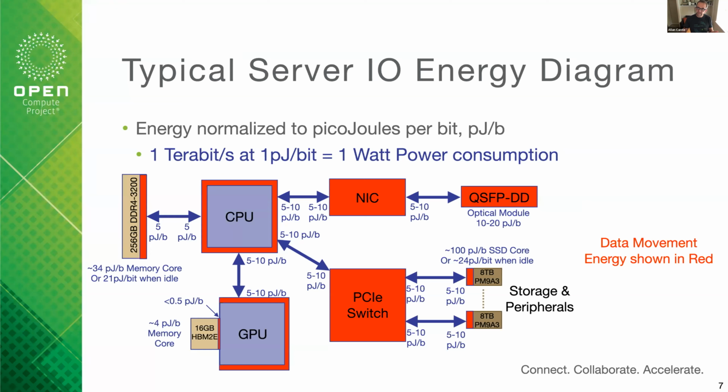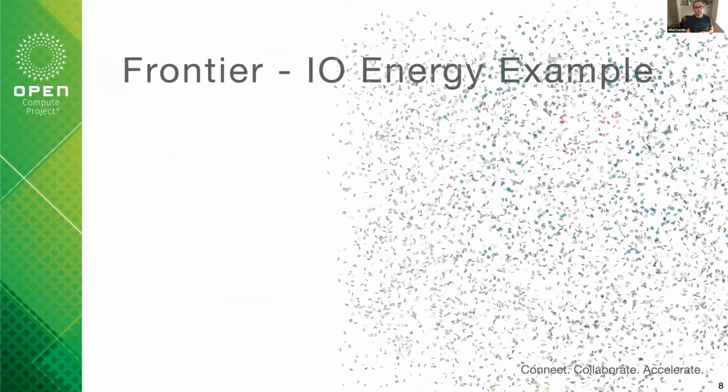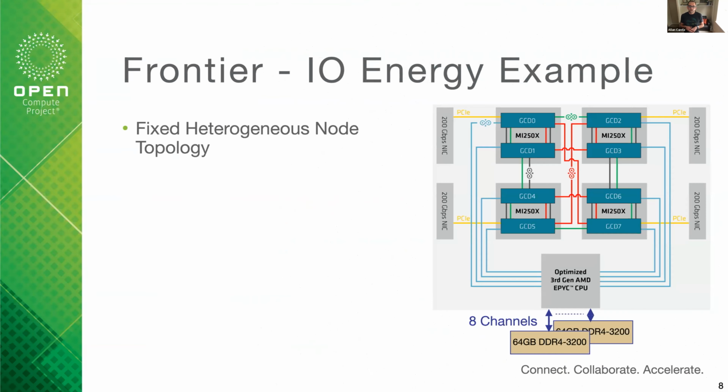Suddenly it allows you to think about things from an energy perspective when you start to draw block diagrams like this. So hopefully I want to refine this more, and I'll take any input from people. Let's take a look at the Frontier node from an I/O energy perspective. Again, it's a fixed heterogeneous node topology. What we mean by that is you've got the CPU and a dedicated set of wiring to the 4 GPUs with Infinity Fabric, and that's the wiring diagram on the right. The CPU has its 8 memory channels, and you can see there are two Infinity Fabric links from the CPU to each GPU.